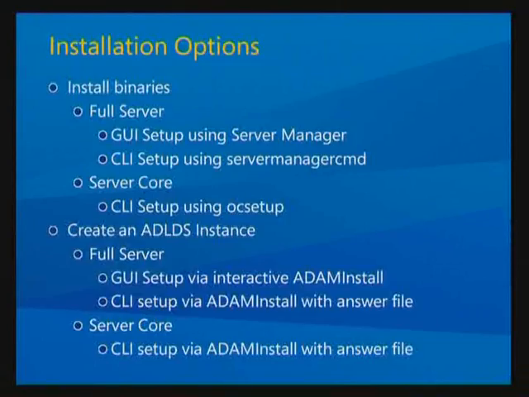If I'm running Server Core, I can use OCSetup to install the binaries. That simply installs the role. It doesn't create any instances. If I want to create an instance, I can then, on the full server, either use a graphical tool using the AD LDS setup wizard, or use an answer file with the setup and run it that way. On Server Core, again, I can use exactly the same mechanism, using an answer file and submitting that to the AD LDS installation utility. So you have a number of different ways of installing it and getting the binaries as well as creating instances.